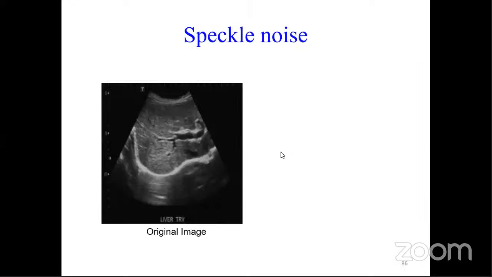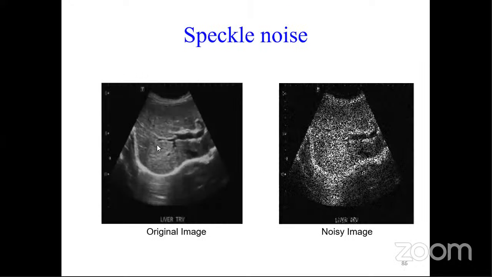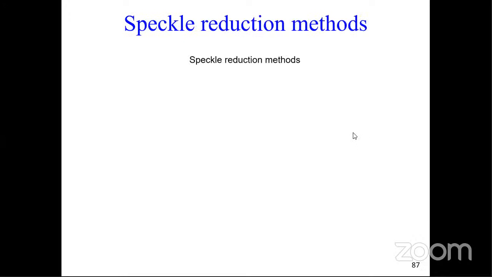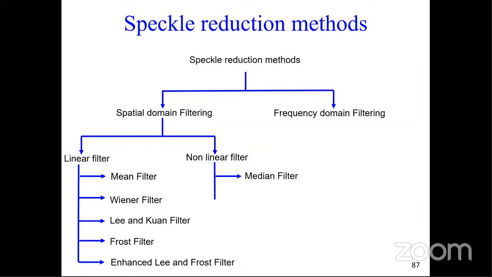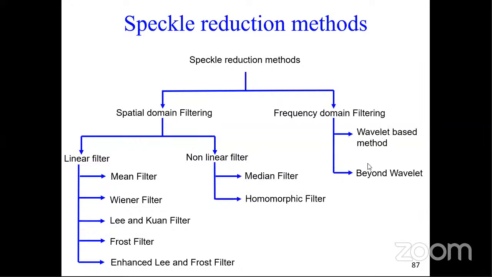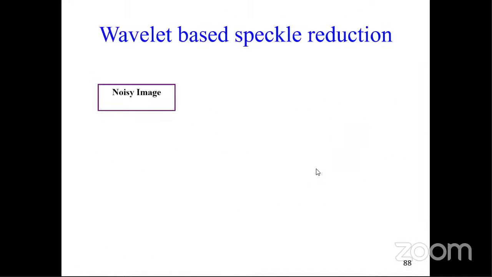So speckle is a problem. If you take an ultrasound image, speckle is basically a noisy pattern, which is multiplicative noise. One of my research scholars did work related to this despeckling. There are different types of filters available, linear and non-linear. What he employed is wavelet-based speckle reduction. His work I'm just summarizing here.